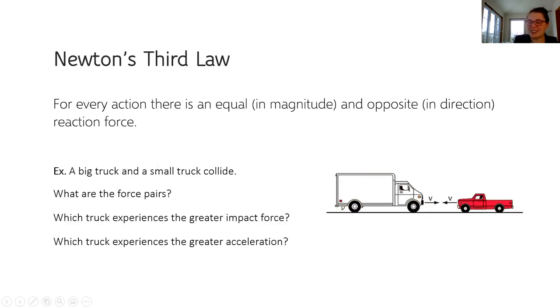Now Newton's third law, it's the last one. For every action, there is an equal in magnitude and opposite in direction reaction force. The easiest way to describe this one is, if I'm sitting in a chair, I am not accelerating. If I was accelerating, you would either see me levitating up past the screen, or you would see me plummeting down through the floor, but I'm not. I may be moving horizontally, but vertically I'm not moving.